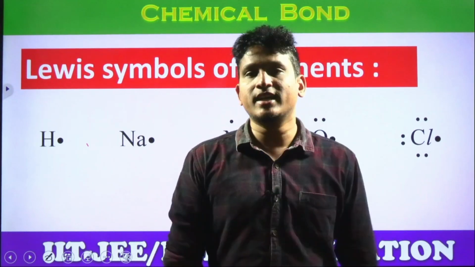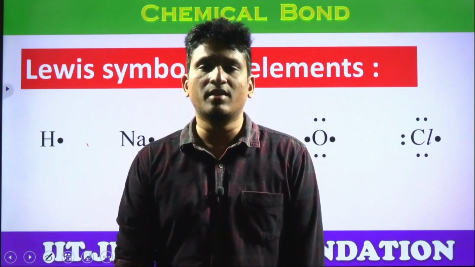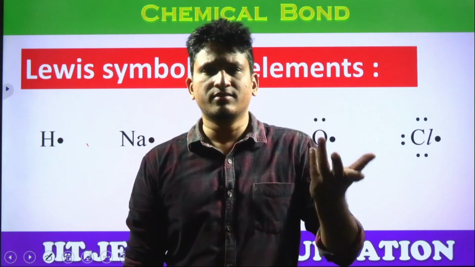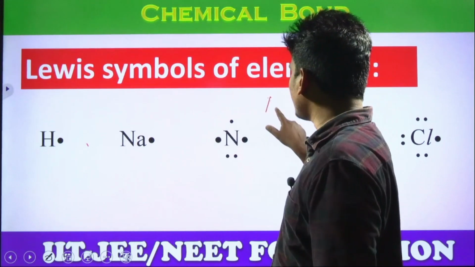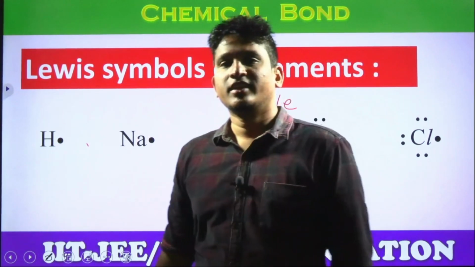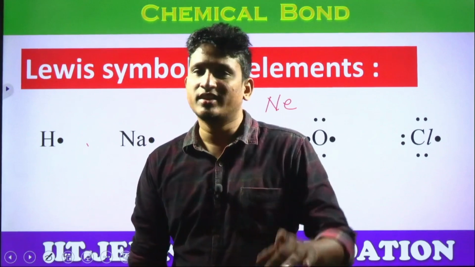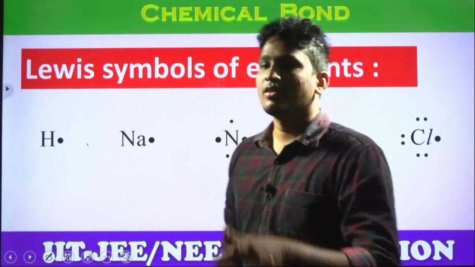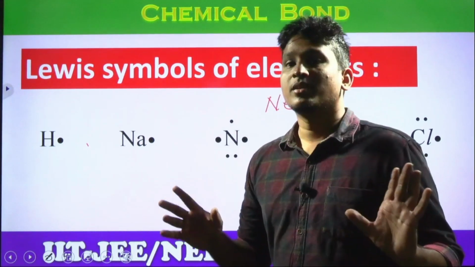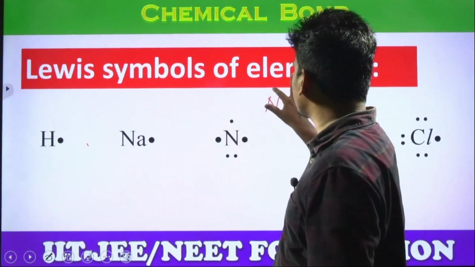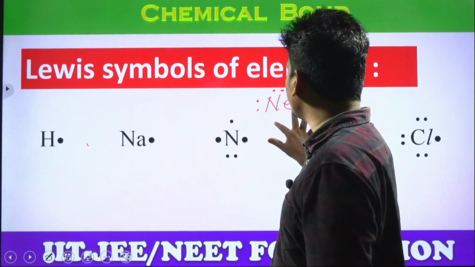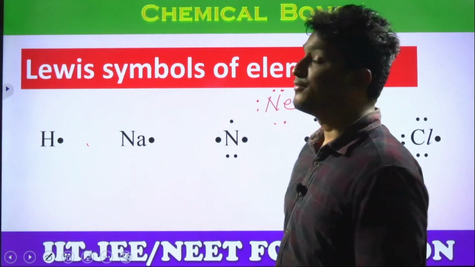But what do they indicate, students? The symbol of an element surrounded by dots. What do these dots indicate? Valence electrons. Neon, how many dots are there? Neon, noble gas. Don't think there are no dots. Neon configuration is 2, 8. How many electrons in the valence shell? 8. So 8 dots. These dots don't indicate valency, students. They indicate the number of valence electrons.